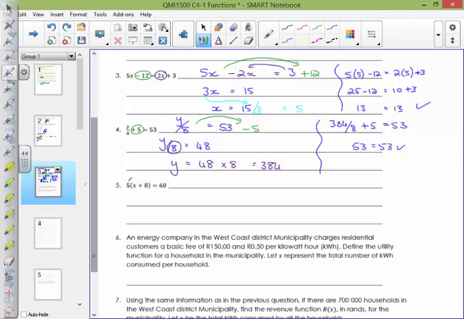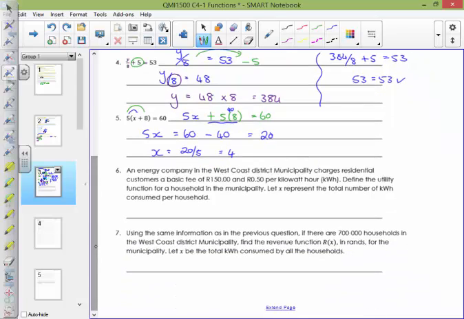Okay, law of distribution. 5 times x plus 5 times 8 is equal to 60. Okay, I want my x's on one side and my numbers on the other. What's 5 times 8? Plus 40 across and it becomes minus 40. So 5x is equal to 20. To get x on its own, I will have to divide by 5. 20 divided by 5 is 4. Nice and easy.